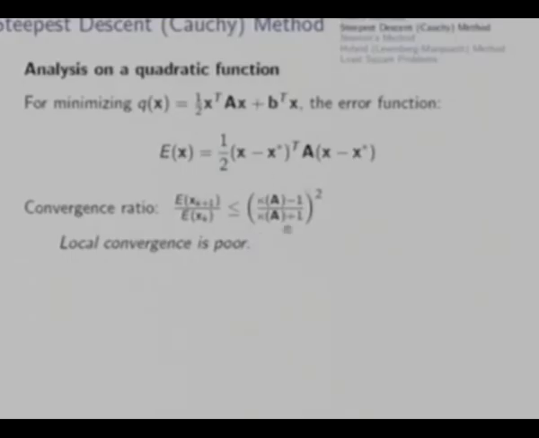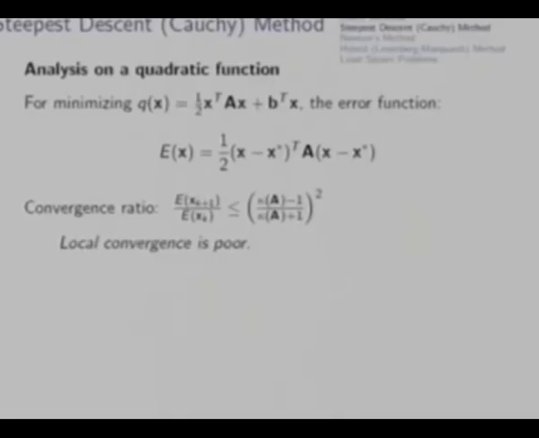is limited by this number, and this number can be very large depending upon the condition number of A. For example, A is the Hessian matrix, and if you find that the largest eigenvalue divided by the least eigenvalue of that Hessian matrix is something like 9, then you will find that this will be 8 and this will be 10, 8 by 10, and the square of that will be 64 by 100. That means 64%, which will mean that 64% of the error at the previous step is likely to remain in the next step.